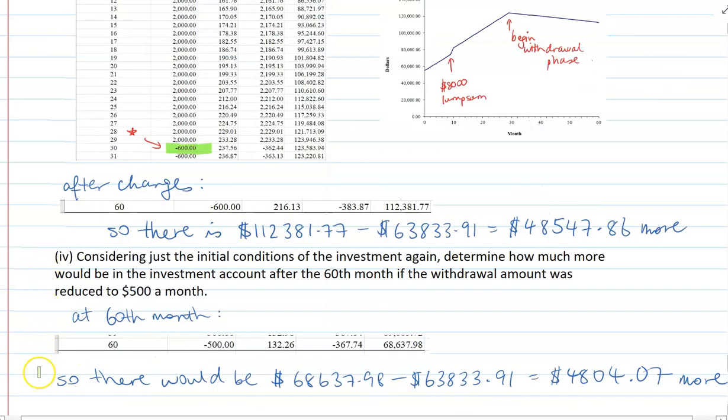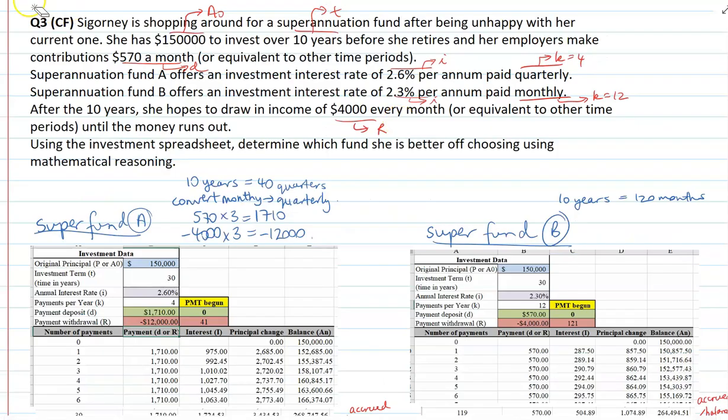Okay, lastly for part 4, considering the initial conditions of the investment again, determine how much would be in the investment after the 60th month if the withdrawal amount was reduced to $500, so reducing the amount we take out. So comparing the two balances, you'd see that there's $4,804.07 more.